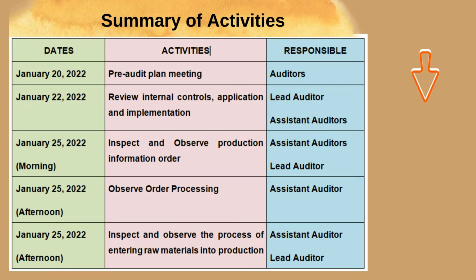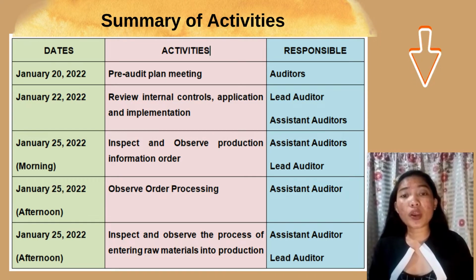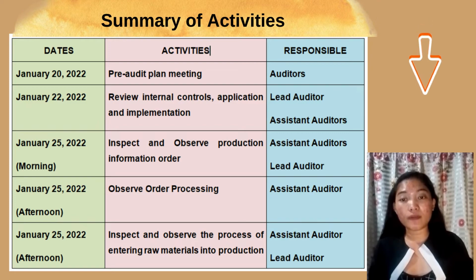These are the summary of activities to be done during audit. For January 20, 2022, the activity to be made is the pre-audit plan meeting, and the persons responsible are the auditors. For January 22, 2022, the activity to be made is the review of internal controls, application, and implementation, and it is to be done by the lead auditor and assistant auditors.